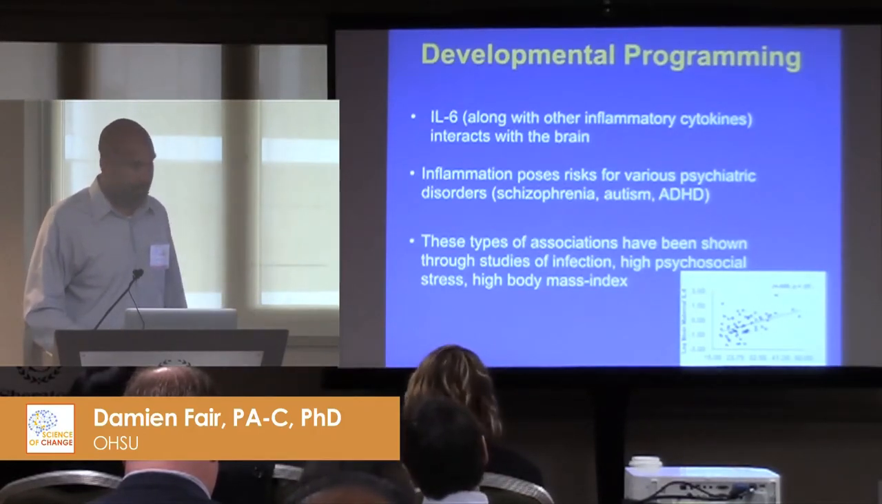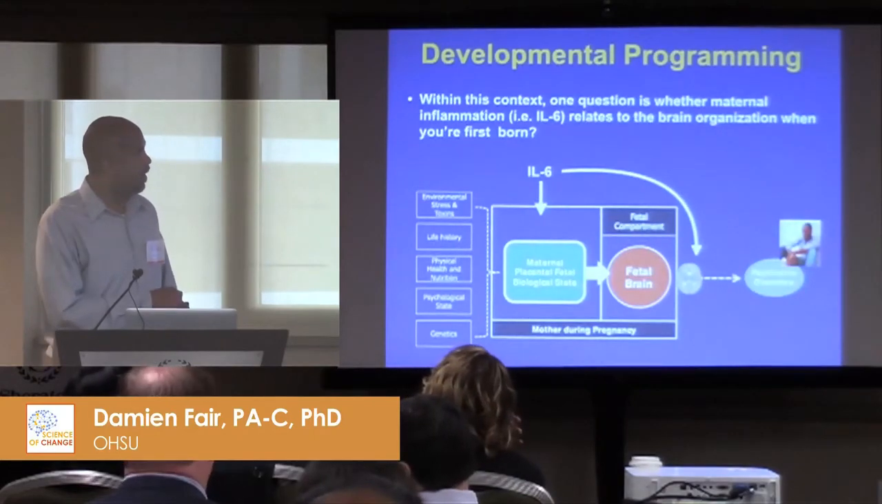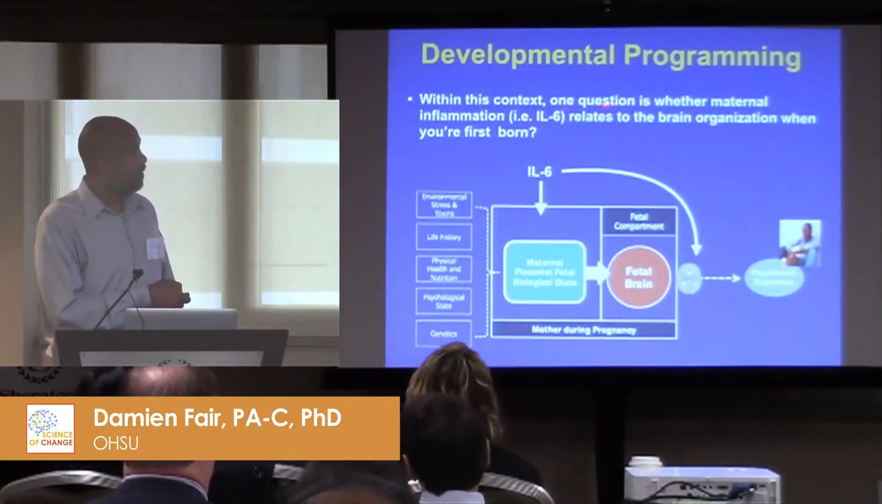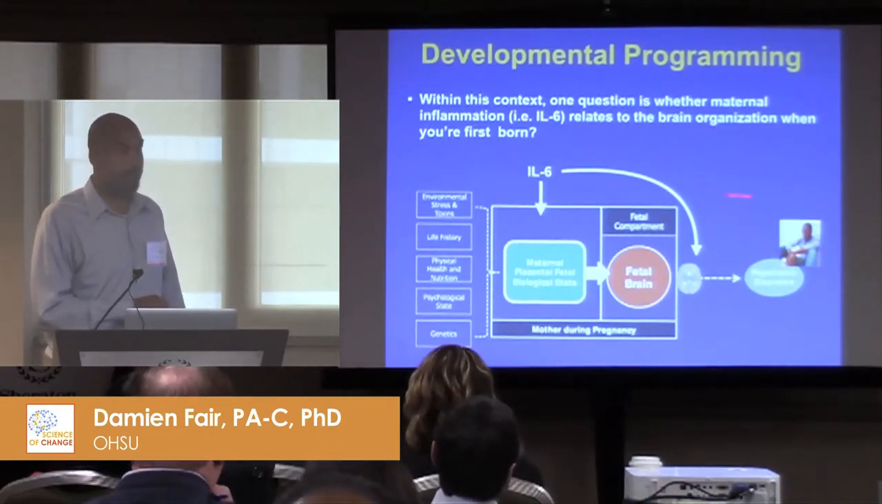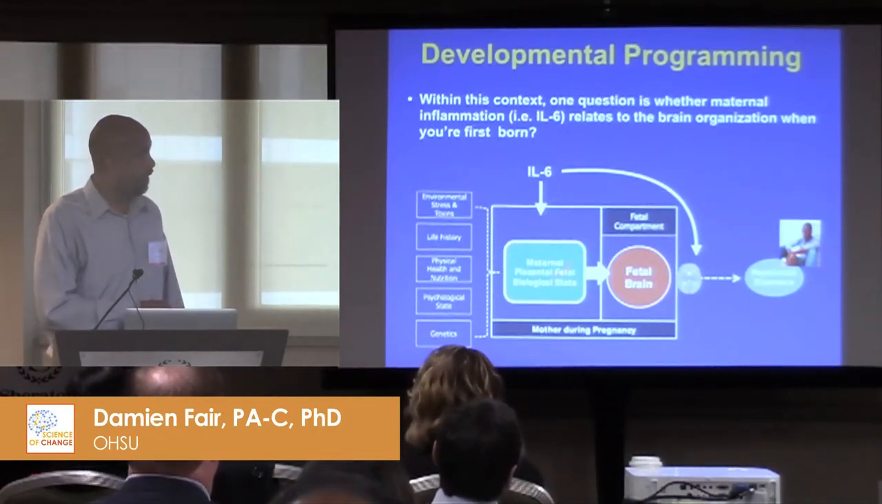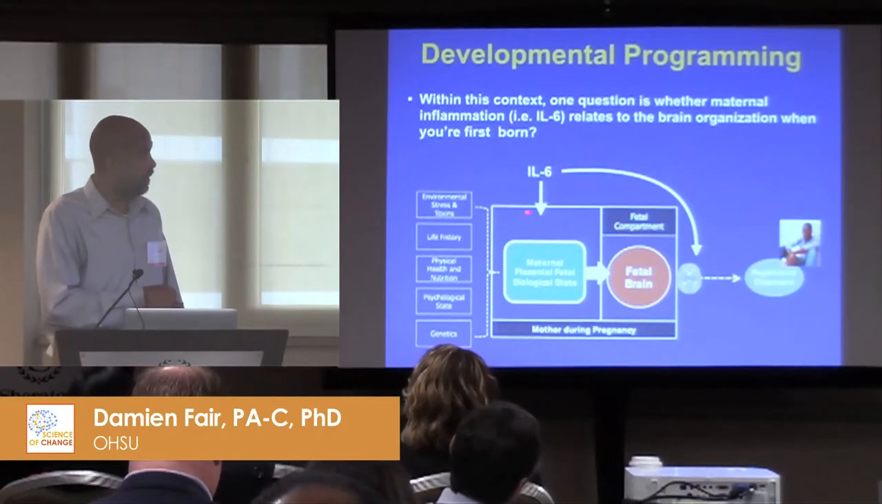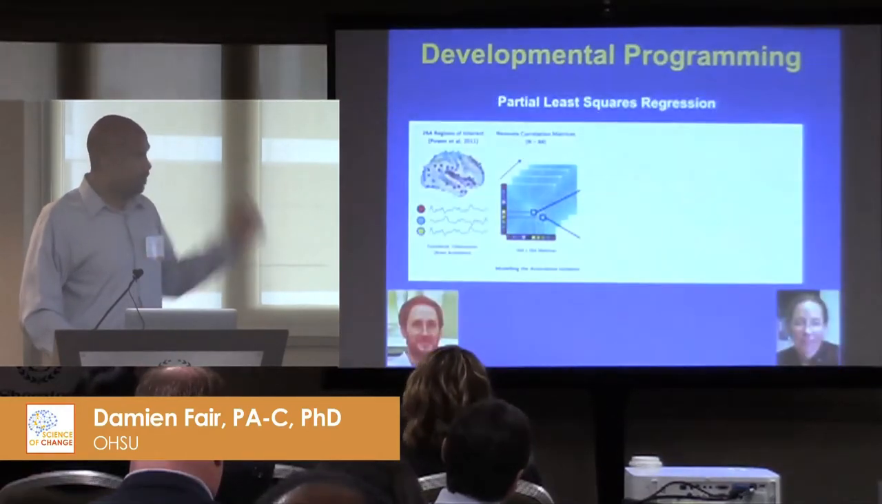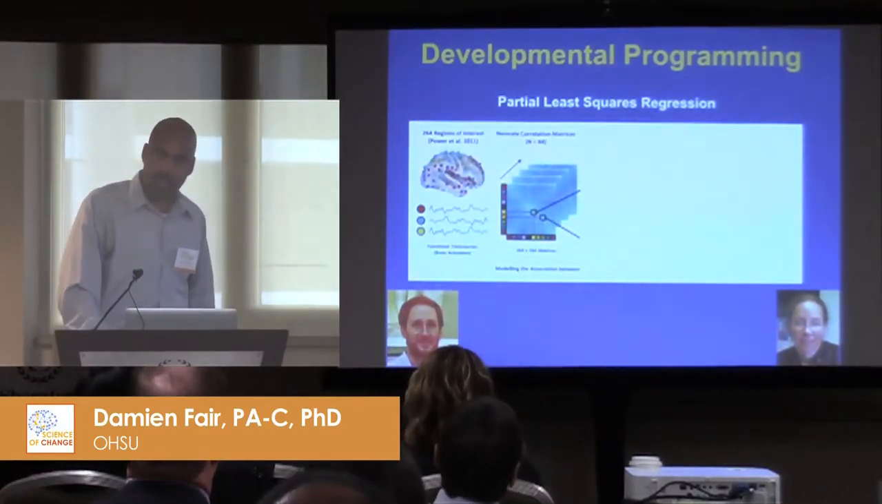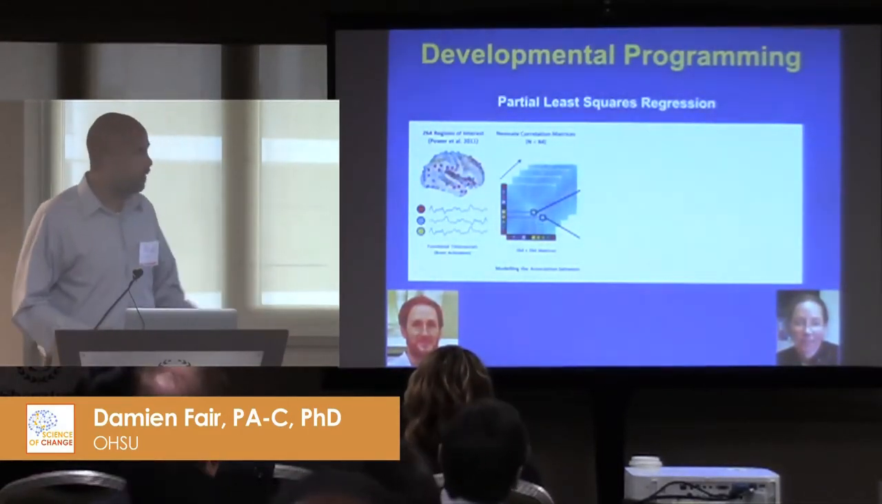Okay. Now the first thing is you want to think, well, within this context, one question is whether this maternal inflammation relates to brain organization when you're first born, right? If we have IL-6 and you have increased immune responses during pregnancy, does that affect the brain? Okay? So we looked at this using what's called a partial least squares regression. It's a machine learning technique.